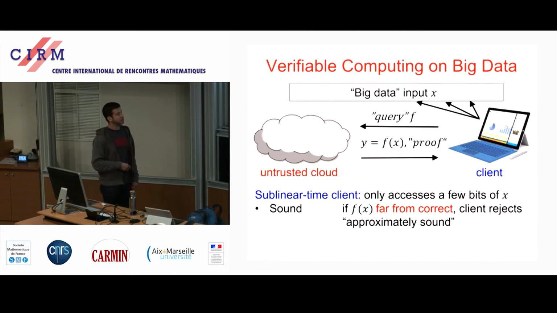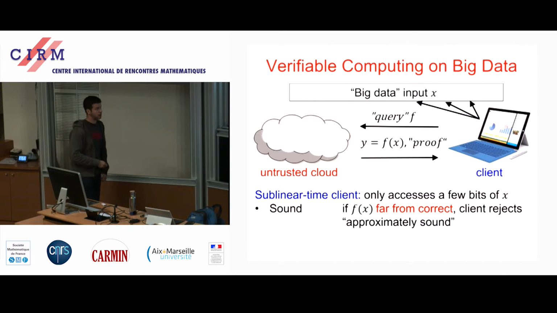So what do I mean by far from correct? I mean that you would need to change many bits of x in order to get to an x prime where f of x prime is equal to y. Okay, so x is at large Hamming distance from the claimed value y.